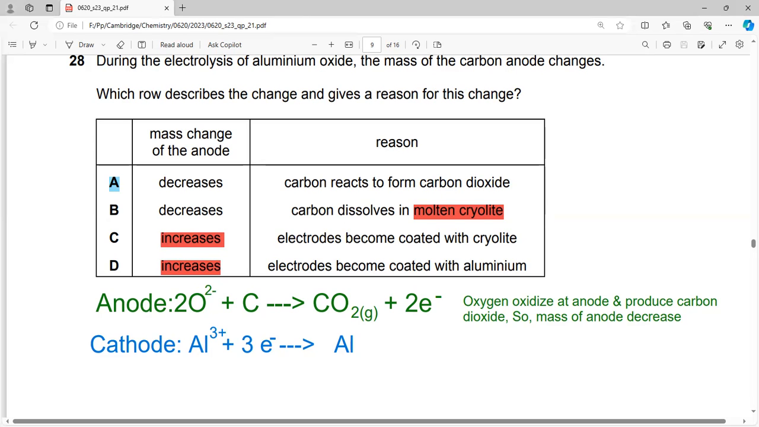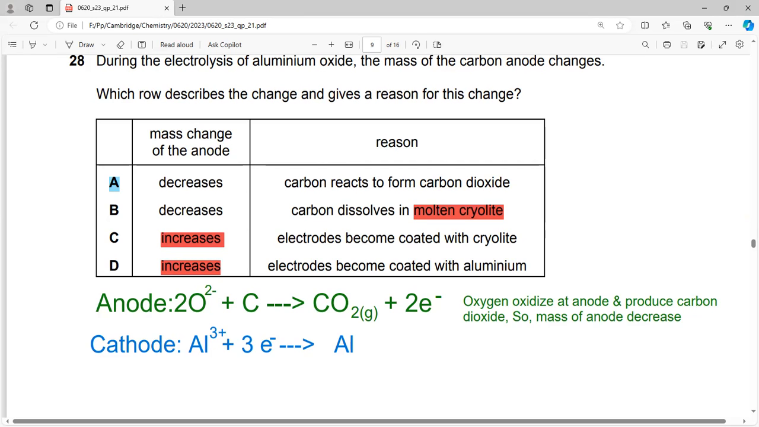We can see that in option A, the mass change of the anode is decreasing. What's the reason why it's decreasing? Because carbon is reacting with oxygen, and when the carbon reacts with oxygen and produces carbon dioxide, this carbon is coming from the electrode. So that's why its mass is decreasing. So that's why it's describing the correct reason. So A is our correct option.